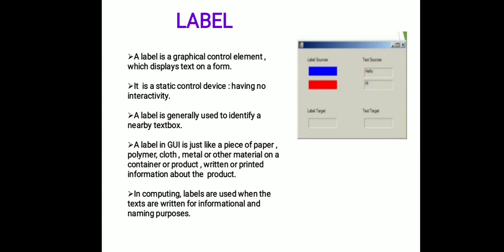The next one is label. It's a graphical control element which displays text on a form. It's usually a static control having no interactivity. It is generally used to identify a nearby text box or other widget.